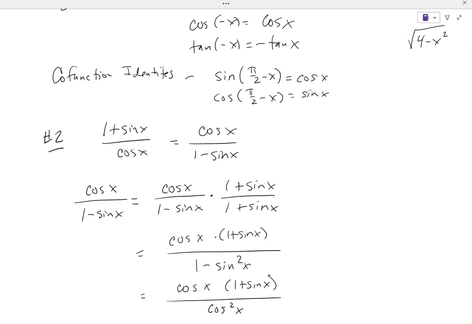So if you've got 1 plus a trig function or 1 minus a trig function, particularly sine or cosine, and you can't think of anything else to try, try that conjugate trick. Multiply top and bottom by the conjugate of it and see if that's simplifying, and replacing with the Pythagorean identity might help. Because now what can we do? As our final step here, what can we do? Yeah, cancel out one of the cosines, and you get the left-hand side.